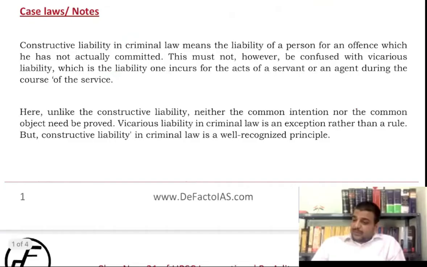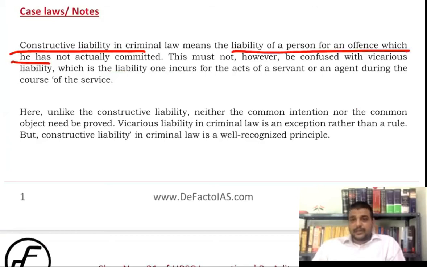I have given you some paragraphs about constructive liability. Constructive liability in criminal law means liability of a person for an offense which he has not actually committed, but you have committed in a group, either with a common object or with a common intention. If it is a common object, it becomes unlawful assembly. If it is a common intention, it becomes 34 read with some other offenses.